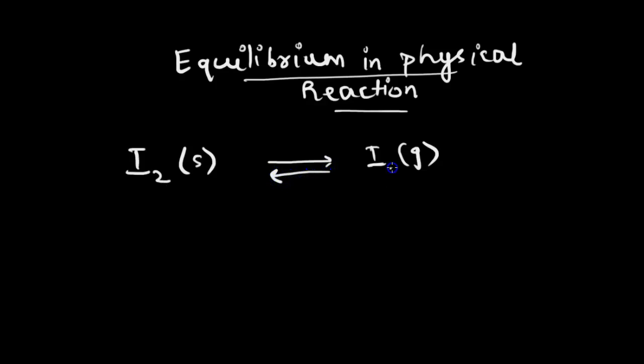So here, no new products are being formed. It's just that the solid state is changing to gaseous state and gaseous is changing back to solid state. So this is a condition of equilibrium in a physical reaction. The rate at which the solid is changing into gas is equal to the rate at which gas is changing back into solid.